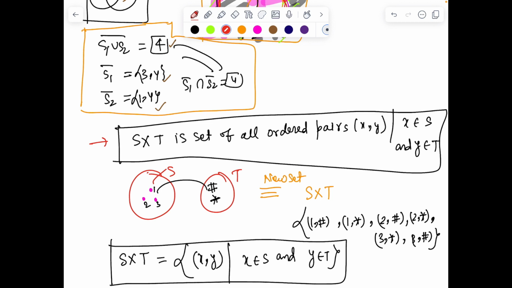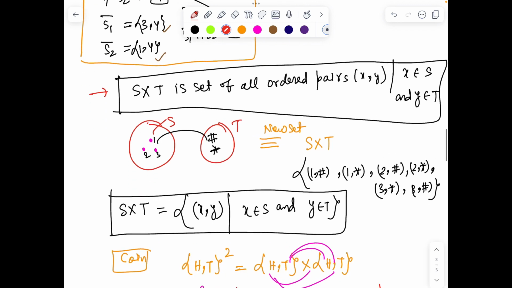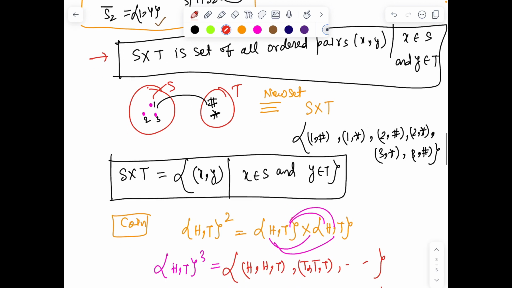This is something called the Cartesian product. So what is S cross T? It is the set of ordered pairs (x, y), where x is coming from the first set and y is coming from the second set. That's what I have written here, as you can see. Let's say set S has 3 elements 1, 2, 3 and set T has hash and star. So S cross T will have, corresponding to 1, 1 hash and 1 star, 2 hash and 2 star, 3 hash and 3 star. In the language of Cartesian notation, and that looks very cool, S cross T is all ordered pairs (x, y) such that x belongs to S and y belongs to T.